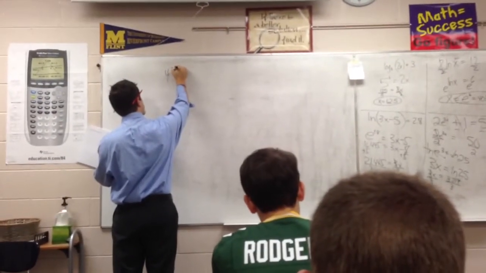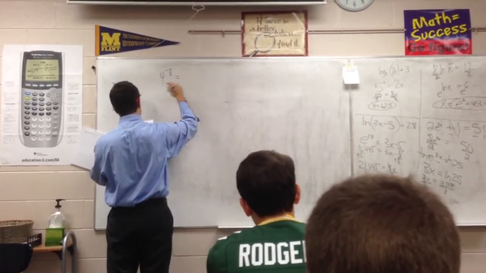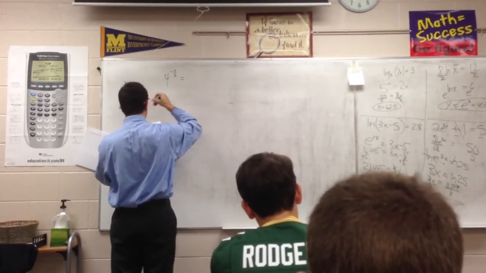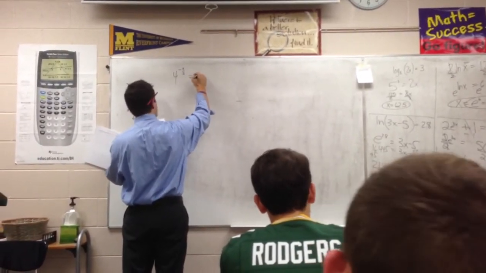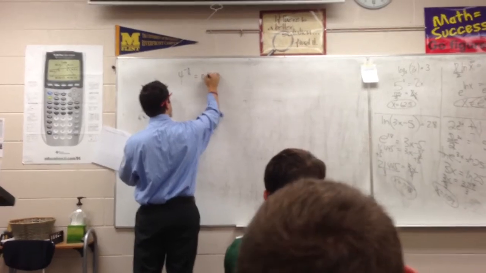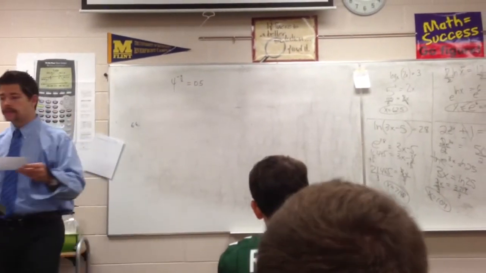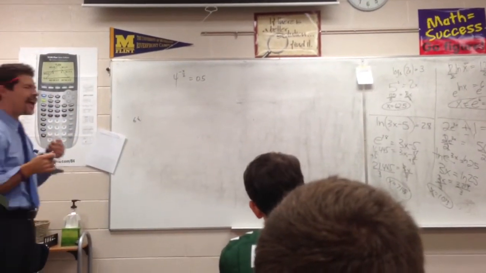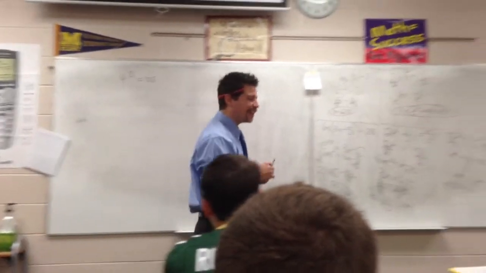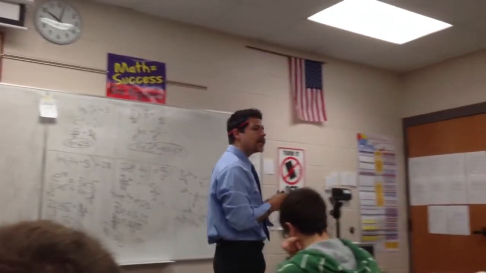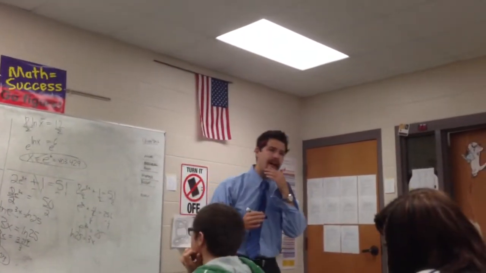We'll start off with a medium difficulty one, and then we'll crank it up. 4 to the x minus 2 power is equal to 0.5. Sorry. 4 to the negative x over 2 power is equal to 0.5.